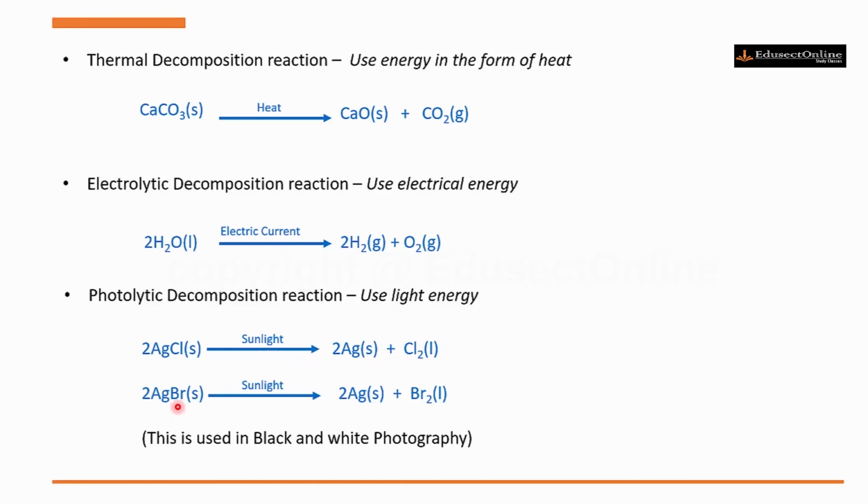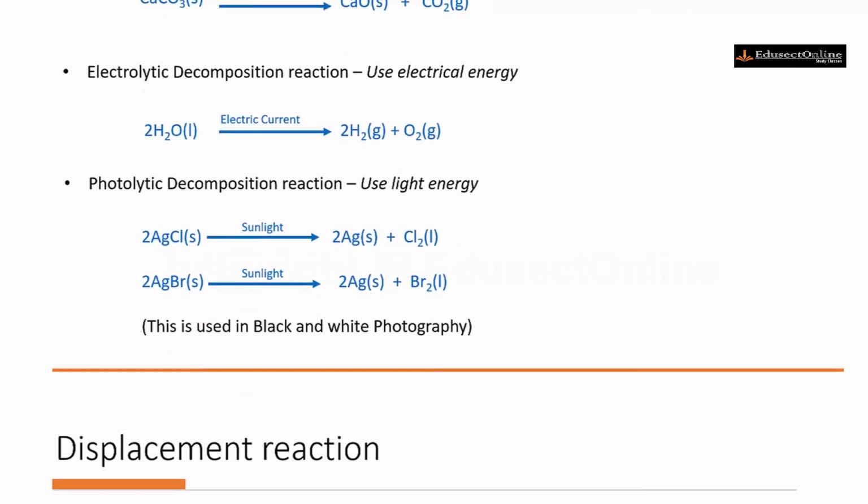Same, this is silver bromide. Exposed to sunlight, it decomposes to give silver and bromine. So, this decomposition reaction of these silver halides is used in black and white photography.